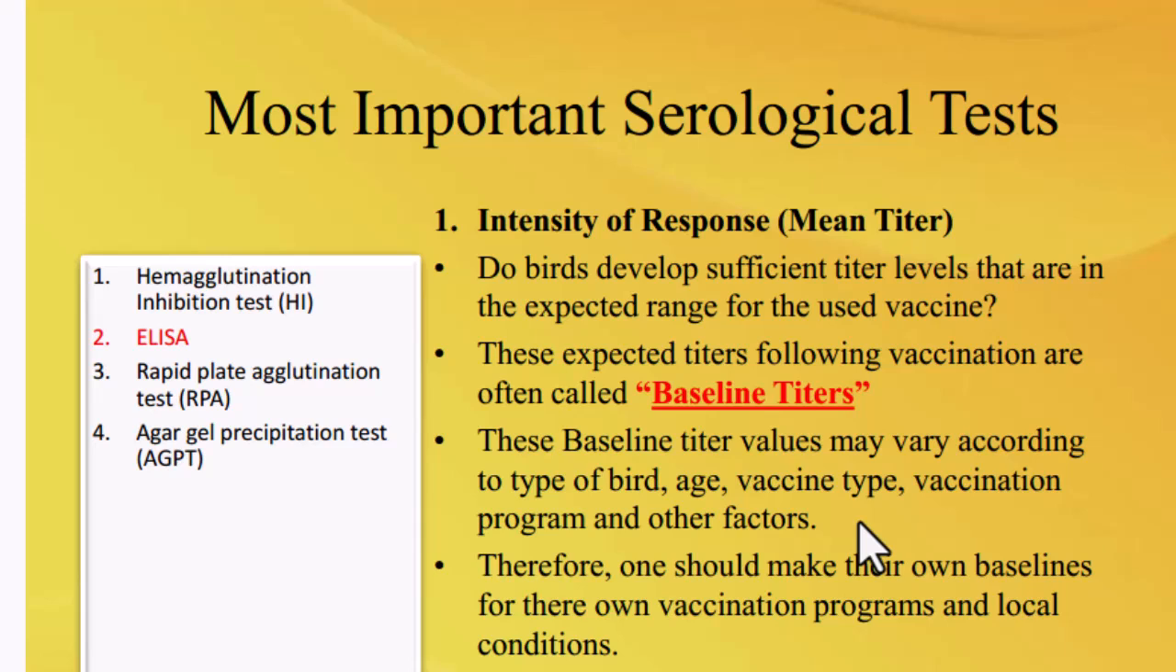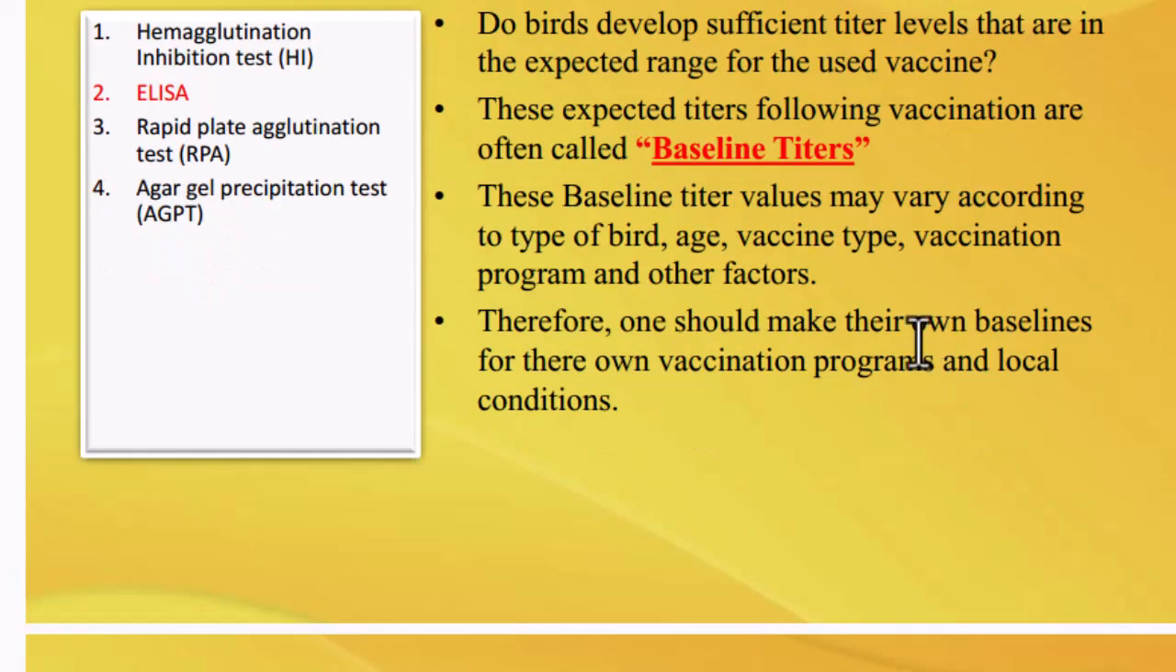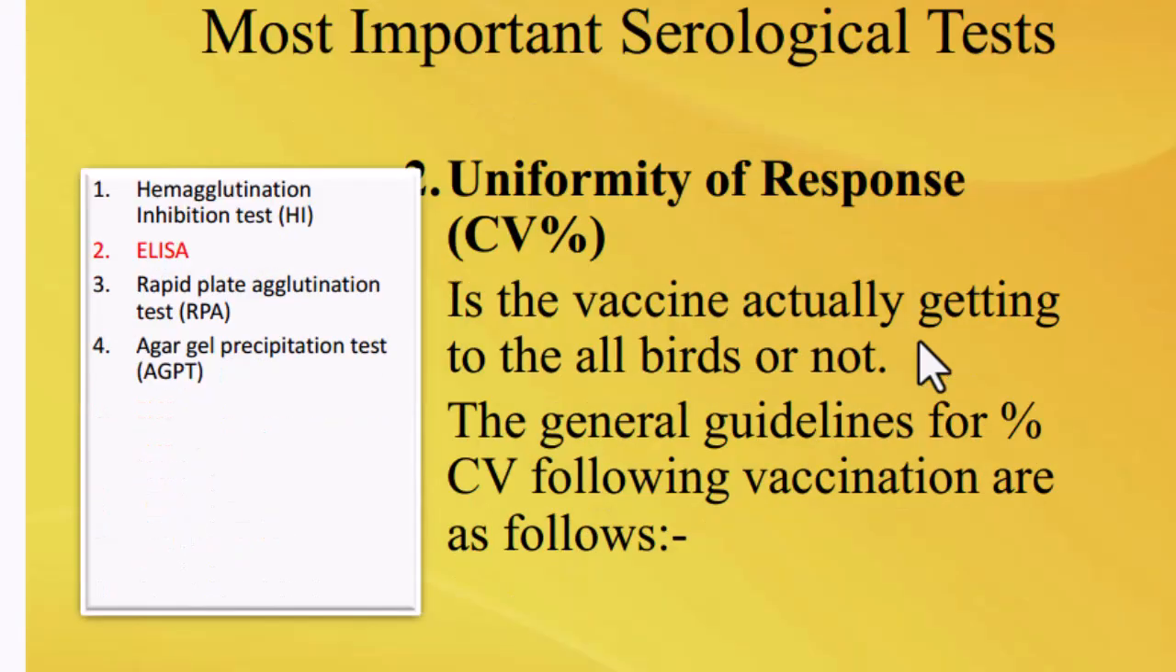Intensity of response, mean titer. Do birds develop sufficient titer levels that are in the expected range for the used vaccine? These expected titers following vaccination are often called baseline titers. The baseline titer values may vary according to types of birds, age, vaccine type, vaccination program, and other factors. Therefore, one should make their own baselines for their own vaccination program and local conditions.